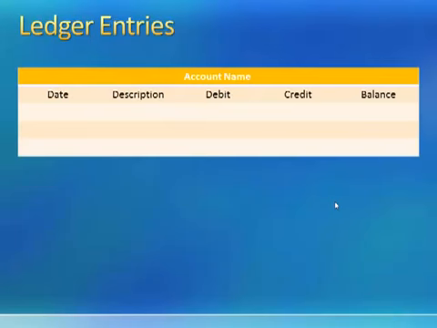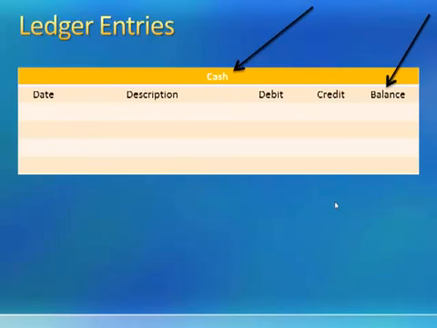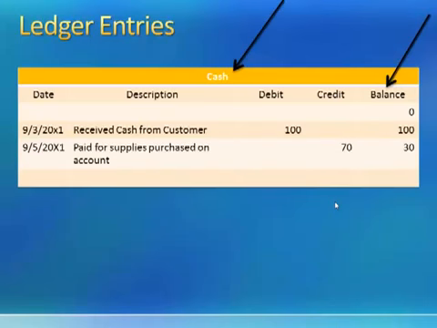So let's take a more careful look at the ledger. The ledger includes an account name as well as a balance. The debit and credit columns are still there, as well as a description. So here we see a cash ledger. A ledger differs from a journal in that only the part of the transaction affecting cash is written in the ledger. Here we see the cash ledger where we received cash from a customer of $100.